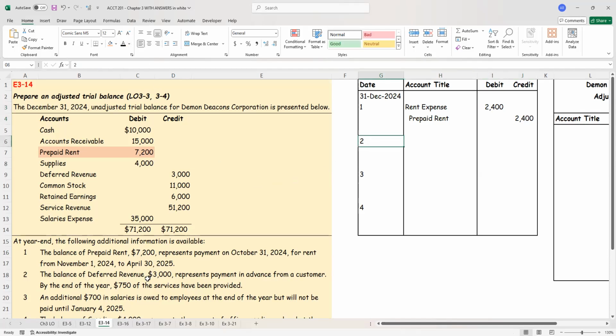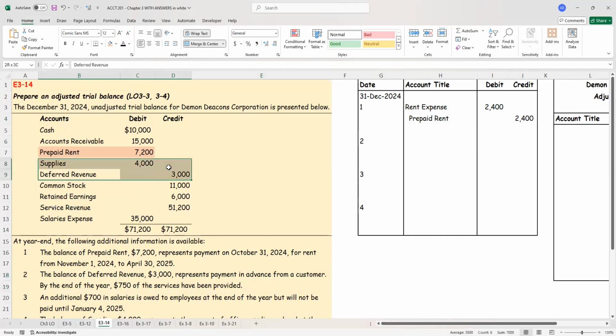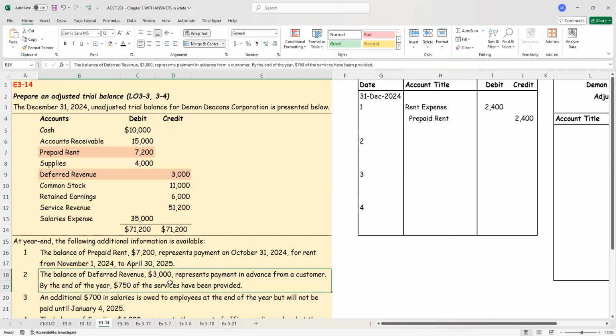Let's take a look at the second piece of information. The balance of deferred revenue, $3,000, represents payments in advance from a customer. By the end of the year, $750 of the services have been provided. So we have deferred revenue. I'm going to highlight this one over here. Of this 3,000, we have done work for $750. So that amount can be recognized as revenue.